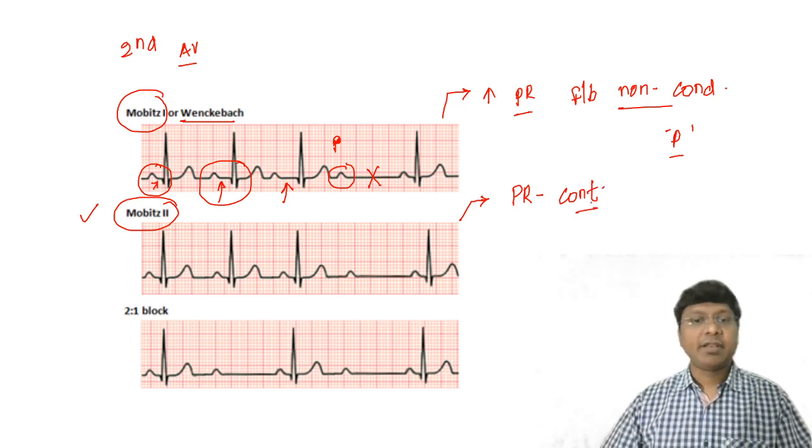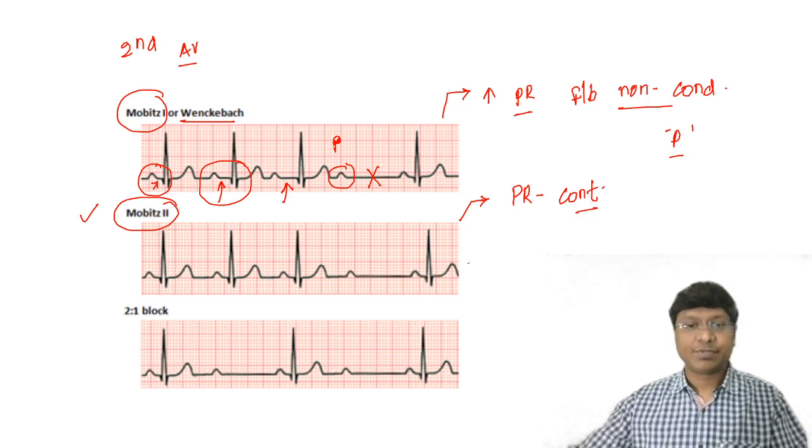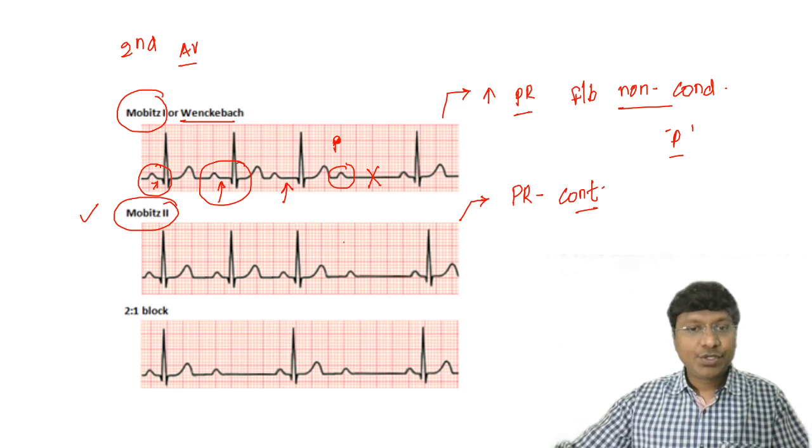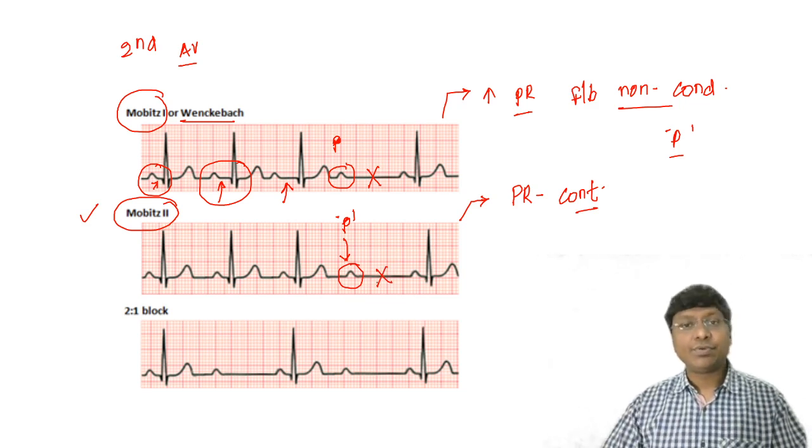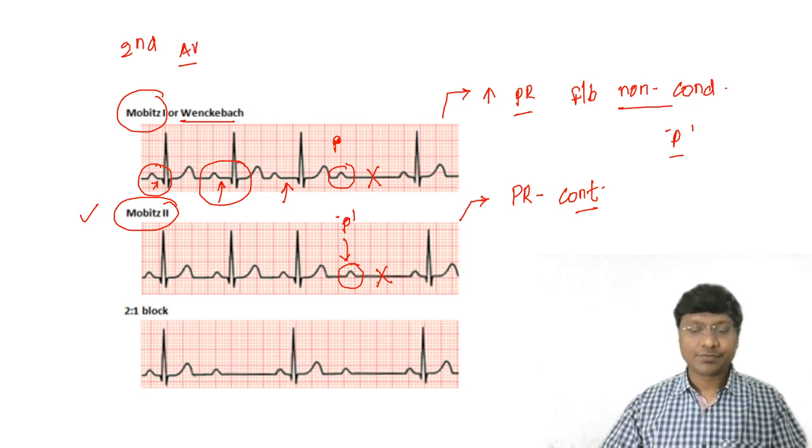Right, the PR interval remains constant in case of Mobitz type 2. But you will have a non-conducted P wave intermittently. You see, this is the P wave and you don't have the QRS complex. So that is your Mobitz type 2 AV block. So in second degree AV block, these are the two subtypes, Mobitz type 1 and Mobitz type 2.